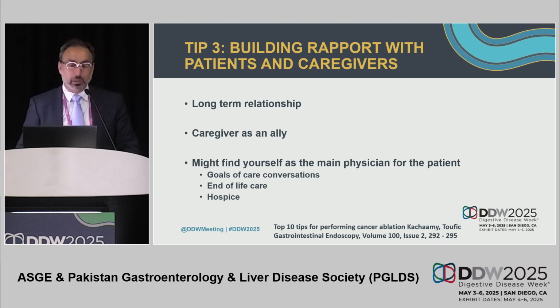Tip number 3 is building rapport with patients and caregivers. With cancer care, unlike with episodic care, for example, colorectal cancer screening, it's a long-term relationship with the patient, and cancer patients are under a lot of stress. Chemotherapy impacts their cognitive abilities as well. So the caregiver of the patient is often your ally in making sure the patient is following your instructions, holding anticoagulation when it needs to be held. Something as simple as that you could potentially take for granted, but these patients are undergoing cancer therapy.